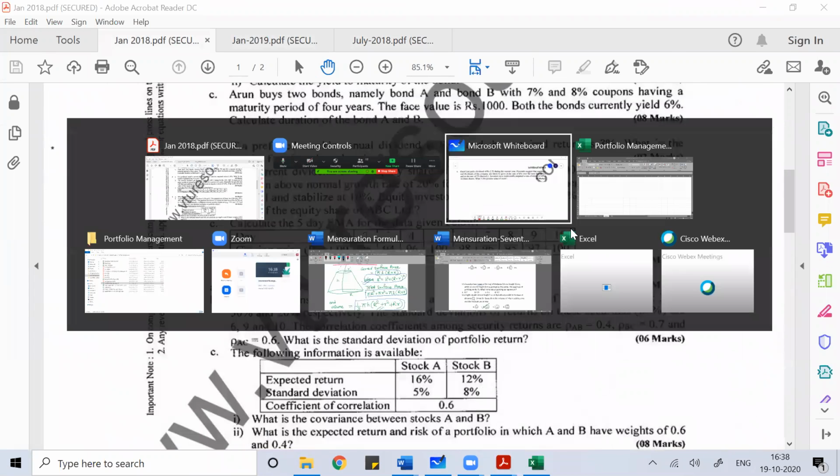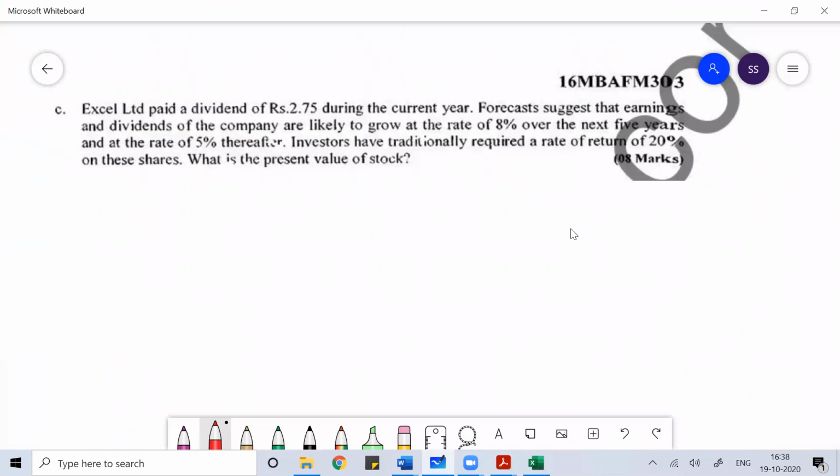When we talk about the valuation model of ordinary share, again I'm just repeating the fact that it is difficult to value an ordinary share. Why is it difficult? Because in the case of an ordinary share, the payment of dividend is not fixed. It is up to the company. If the company wants, they will give dividend. If they don't want, they will not give dividend.